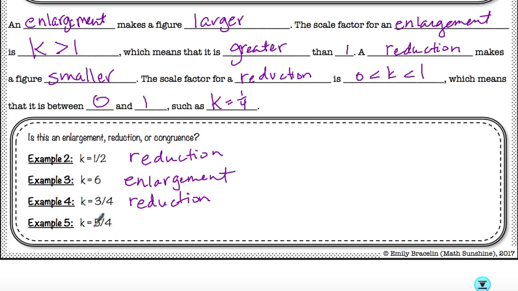And the last one is 5/4. This is an enlargement. 5/4 is the same as 1 and 1/4. That's larger than 1 because the numerator is larger than the denominator. So that's an enlargement.